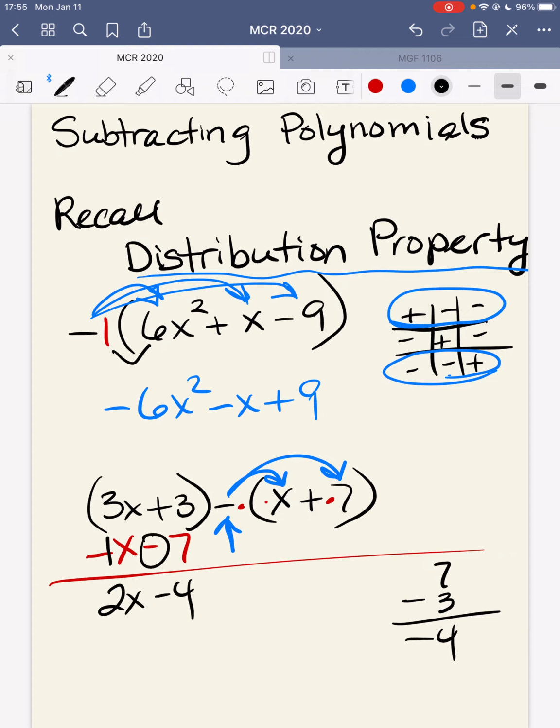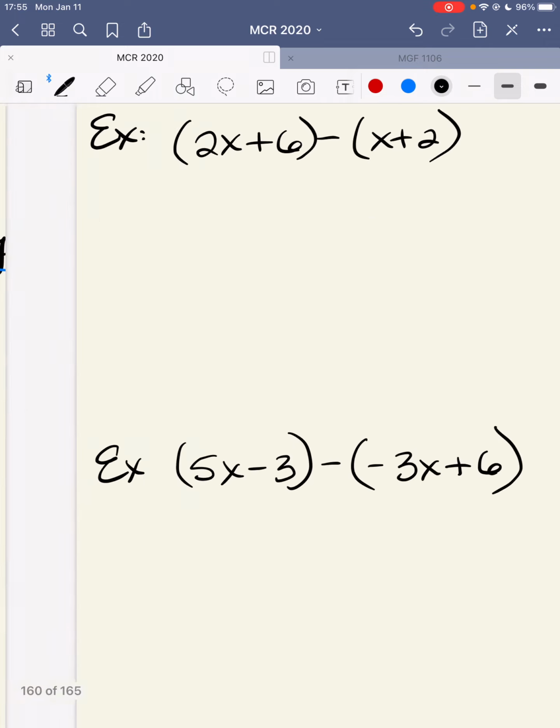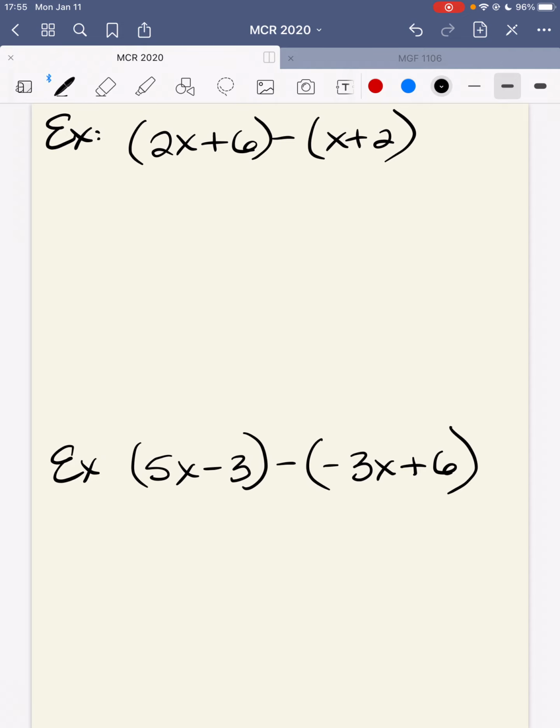I'm going to do a few more examples for you to clarify just a little bit more. So here I have an example, 2x plus 6, in parentheses, minus x plus 2. We have to invoke the distribution property, and as I do this, I'm going to write it under the other expression. You don't necessarily have to do it that way. So I have a minus and a plus, that's going to give me a negative, so I have a minus x. Then a minus and a plus 2 is a minus 2.